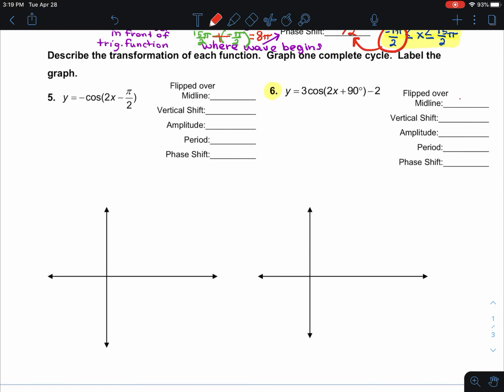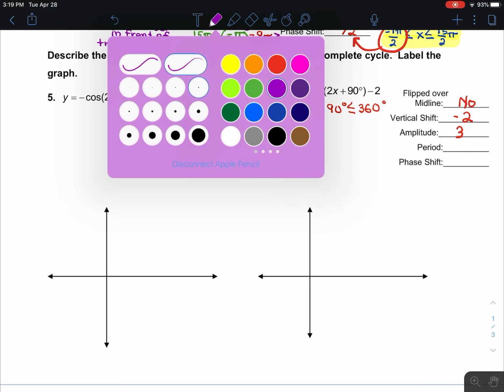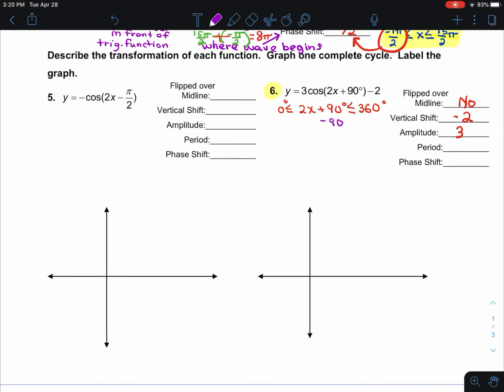Okay, flipped over the midline, we're saying no. Vertical shift, that is where the midline is, that's -2. Amplitude is 3. Okay, now this problem is in degrees because I see the degree symbol there. So now I'm going to place 2x plus 90 between 0 and 360 degrees. Okay, I'm going to proceed with getting rid of the 90 from all three sections here. Okay, so I'm subtracting 90 from all three pieces.